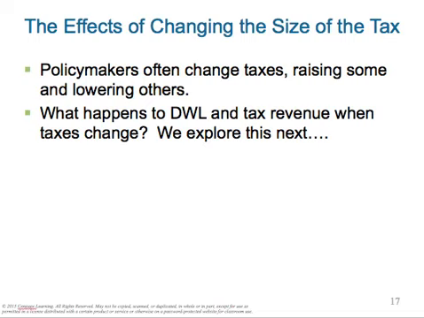Changing the size of the tax is essentially changing the size of government, because the tax revenue is the fuel that government runs on. These effects include policymakers often changing taxes, raising some and lowering others. That affects the amount of tax revenue out there. And what happens to the deadweight loss and tax revenue when the taxes change? We'll explore this next.